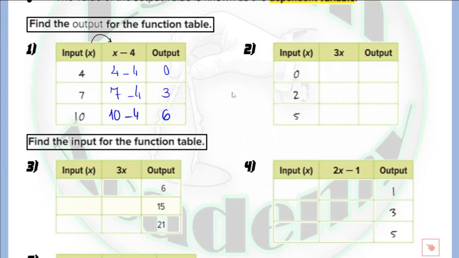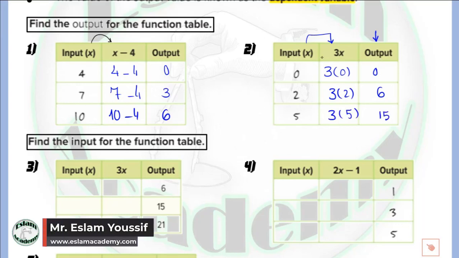The same in question number 2. We have the inputs 0, 2 and 5 and the relation that we have is 3x. We need to use it to find the output. Just replace x with 0. 3x means 3 multiplied by x. So 3 multiplied by 0, the answer will be equal to 0. If the input equals 2, we have 3 multiplied by 2, the output will be equal to 6. If the input equals 5, so 3 multiplied by 5, the answer will be equal to 15. And that's how we can find the output if the given is the input and the function rule.